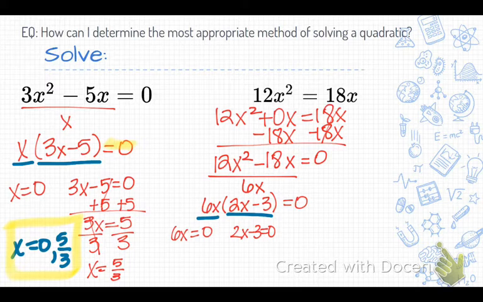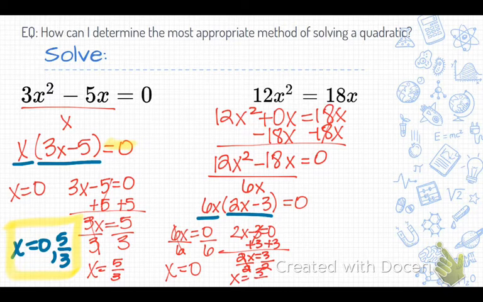Okay, so I have 6x equals 0. How do I solve for x? How do I isolate the variable? I divide both sides by 6. Thank you, both of you. So I get x equals 0 again. And for my other factor, I'm going to solve how I did the other few. So I have 2x equals 3. So x equals 3 over 2. So here's one solution, and here's the other solution.